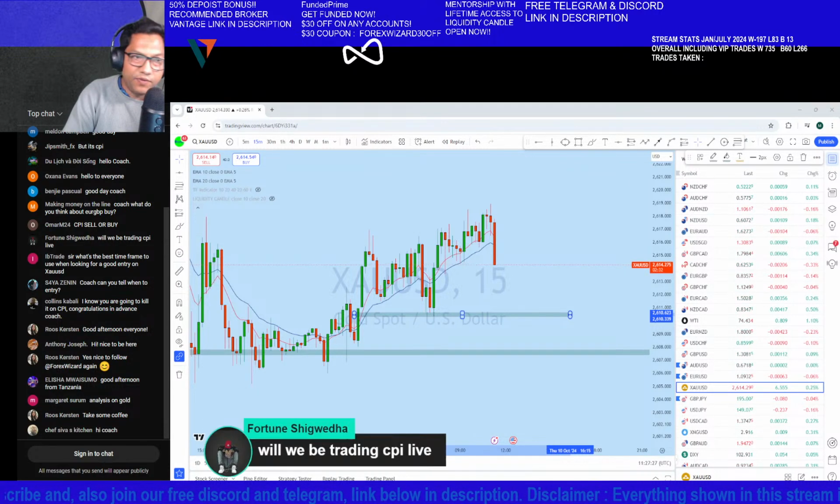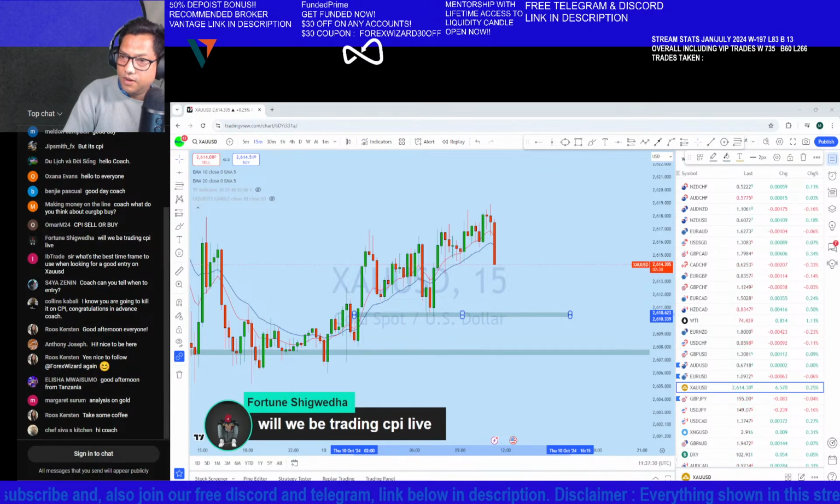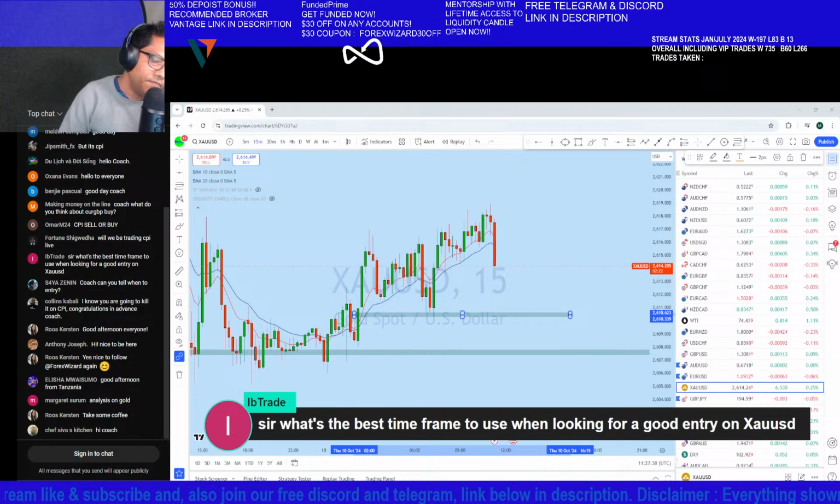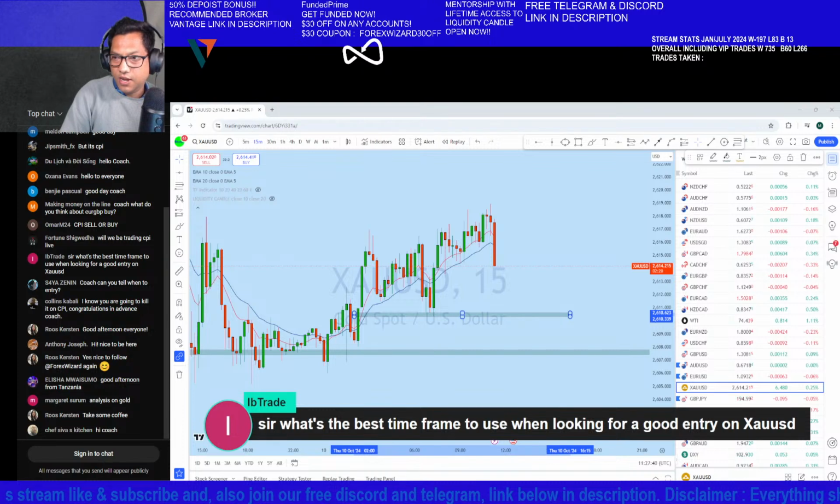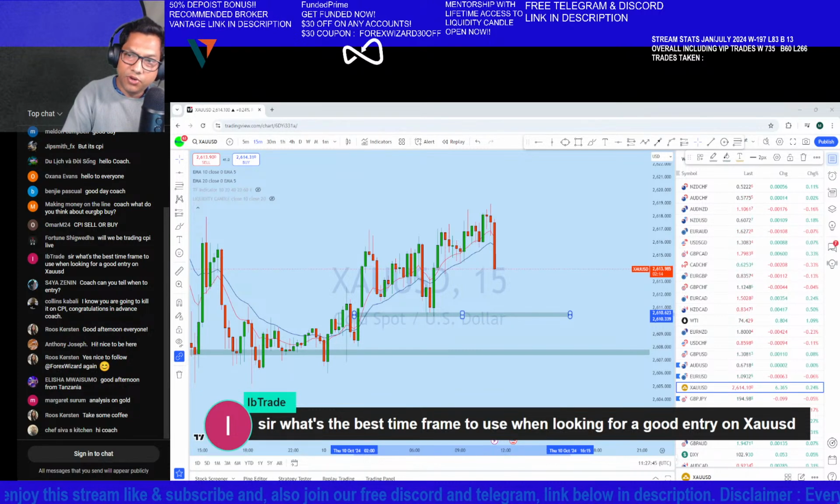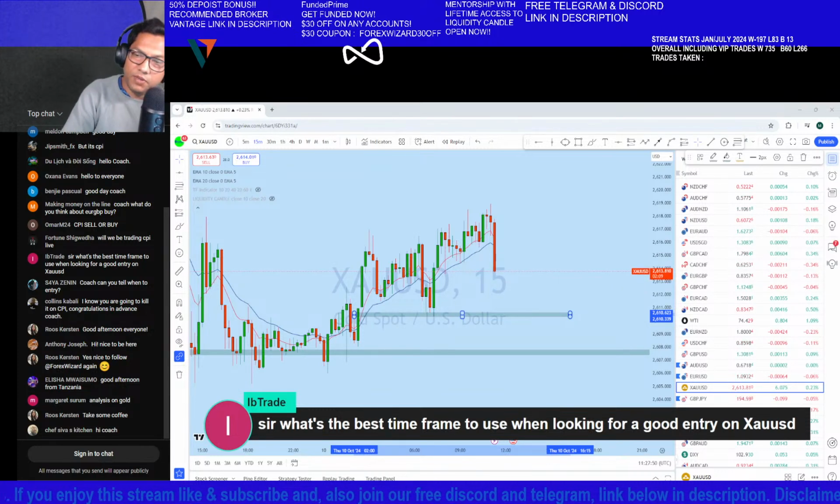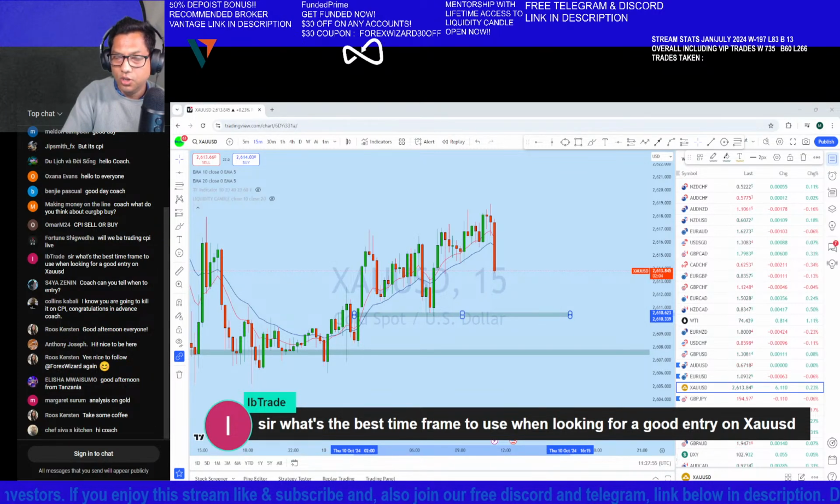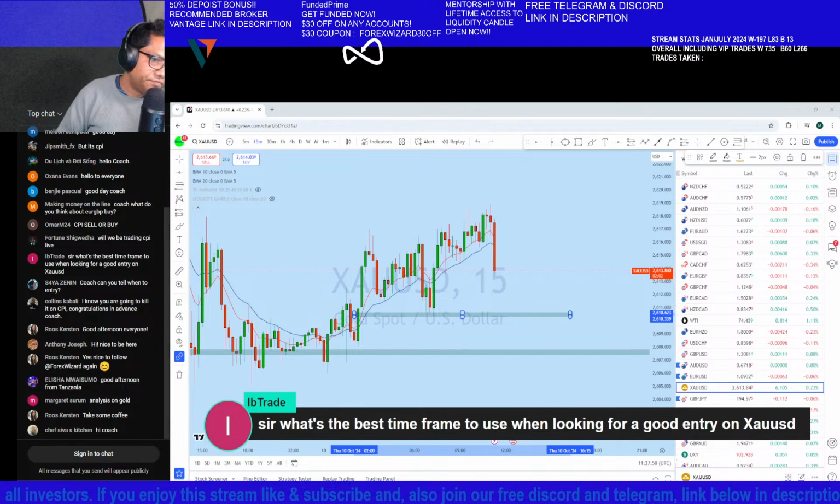We'll be trading CPI live. Yeah, we are here, IB traders. What's the best time frame to use when looking for a good entry on XAU USD? There's no best time frame. All time frames are subjective and depend on your trading style. If you are a day trader, probably 15 minutes. If you're a scalper, maybe 1 minute or 5 minutes, or for a swing trader, 4 hour. It depends on your trading style, and also how you trade.